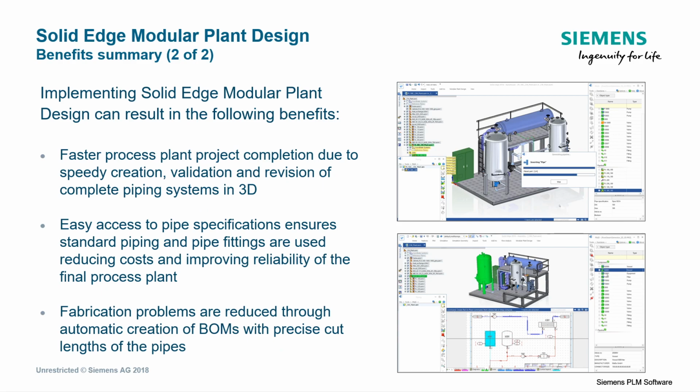And yeah, some last few benefits I'd like to summarize for Solid Edge modular plant design. Of course, it's much faster to design process plant projects using this method, as there's much speedier creation, validation, and revision, because of all the interconnected systems like P&ID design to piping design through to the isometric drawings. It's also much easier to access the pipe specifications and ensure you're meeting standards. Pipe fabrication problems are also reduced through the automatic creation of BOMs.